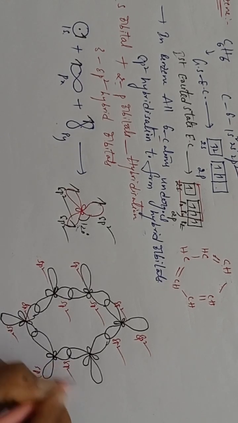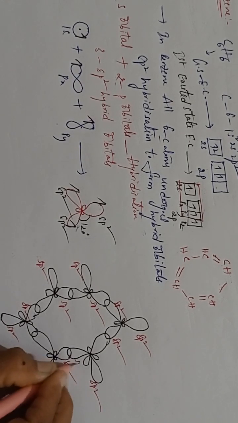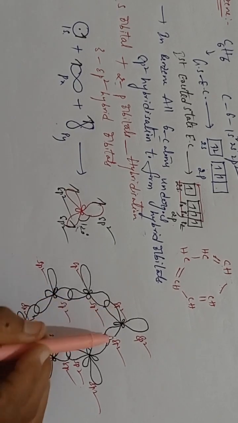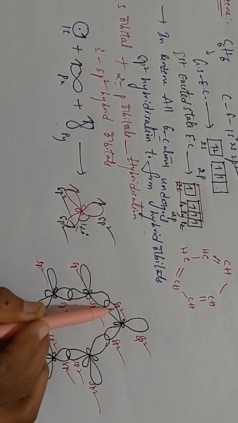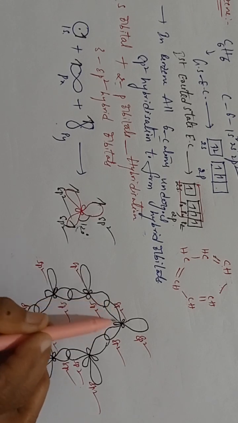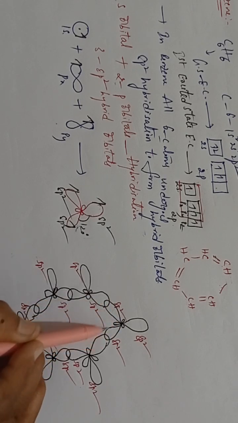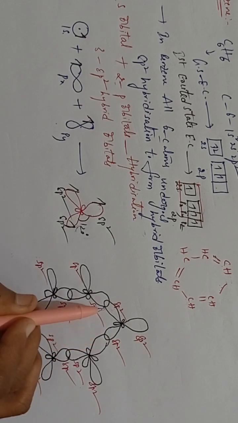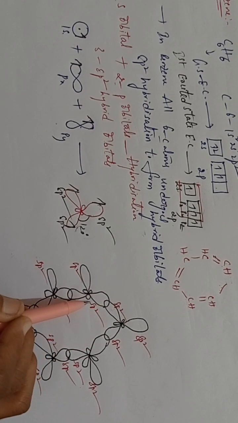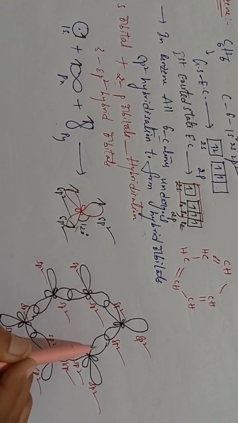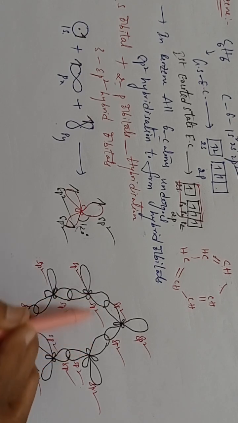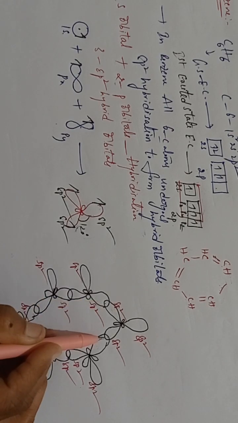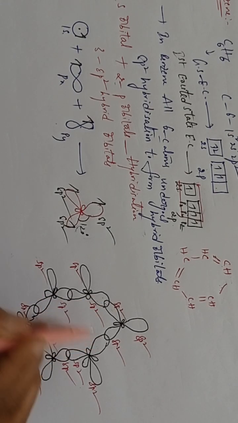sp2 hybridized orbitals. Okay. See here, each carbon atom has two sp2 hybridized orbitals. This is one hybridized, this is another sp2 hybridized. These two sp2 hybridized orbitals undergo end-to-end overlapping with the sp2 hybridized orbitals of adjacent carbon atoms. So here a sigma bond is formed by end-to-end overlapping.